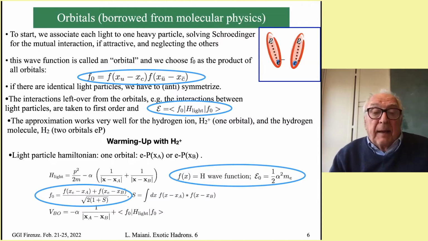And then the Born-Oppenheimer potential will be given by the Coulomb interaction of the two protons, plus F0 with H light, where H light is computed as the matrix element between F0 in the state F0.